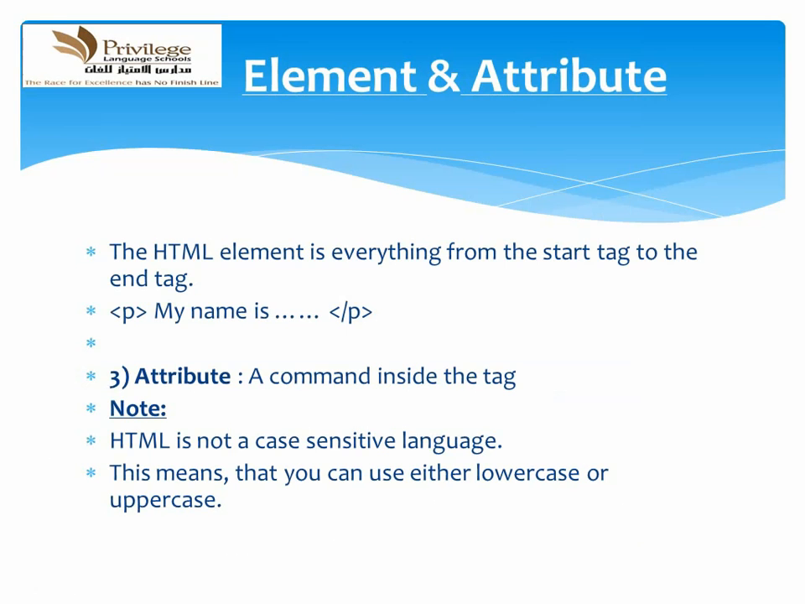Let's see what an element and an attribute are. An HTML element is everything from the start tag to the end tag. This is called the open tag and this is called the close tag. Both of them and the other words in between the two, the open and the close tag, we call an element. What is an attribute? A command inside the tag, like properties for this tag. HTML is not a case sensitive language. I can write it with lowercase and uppercase letters.